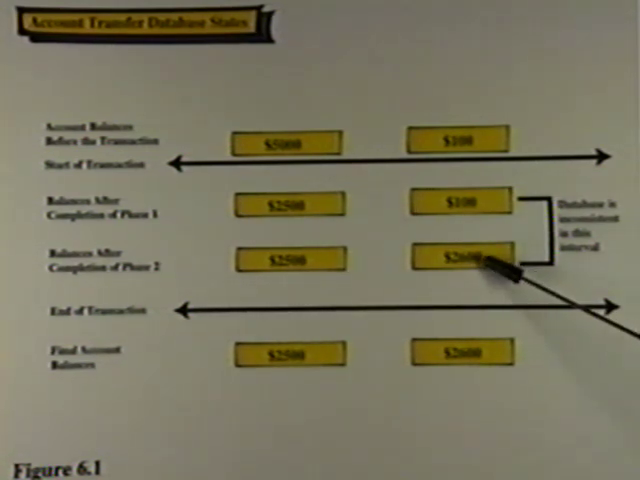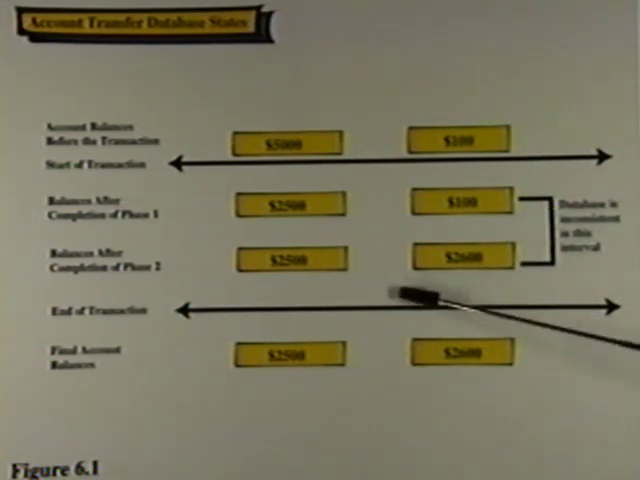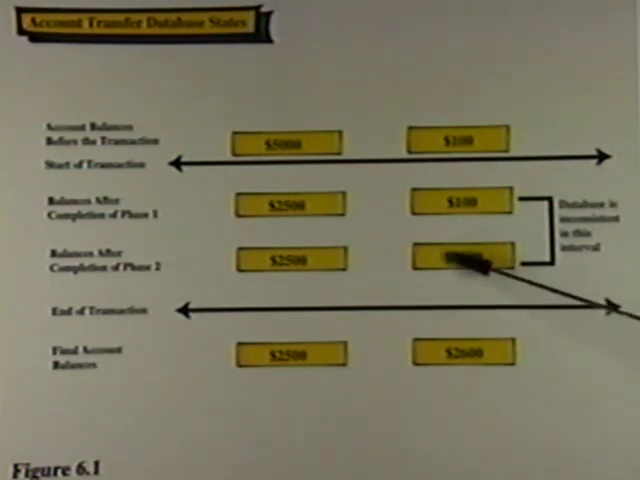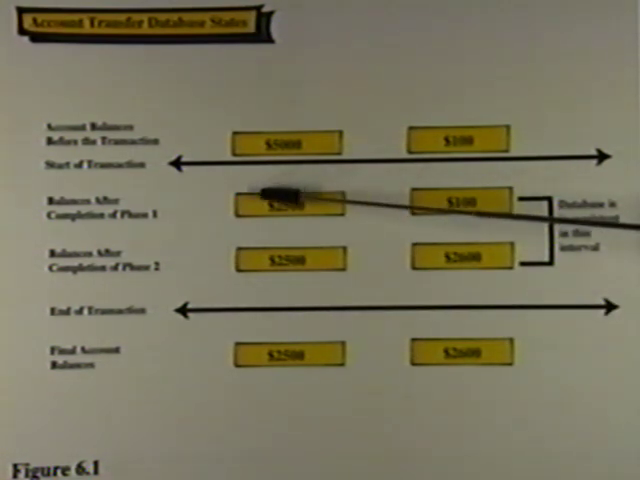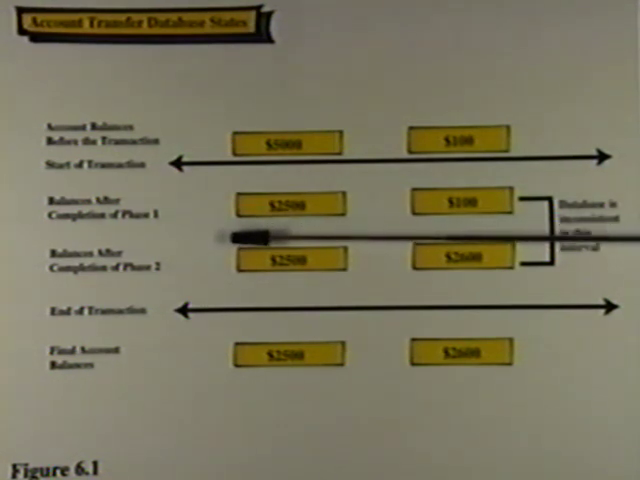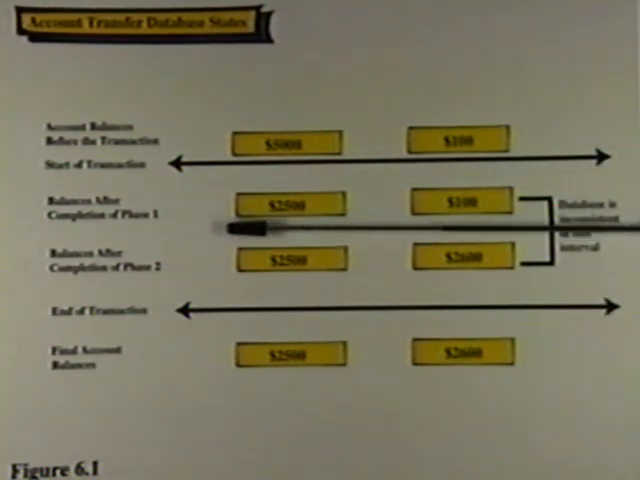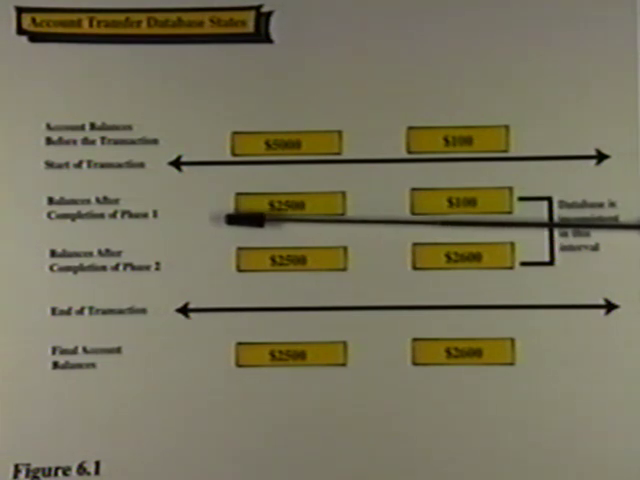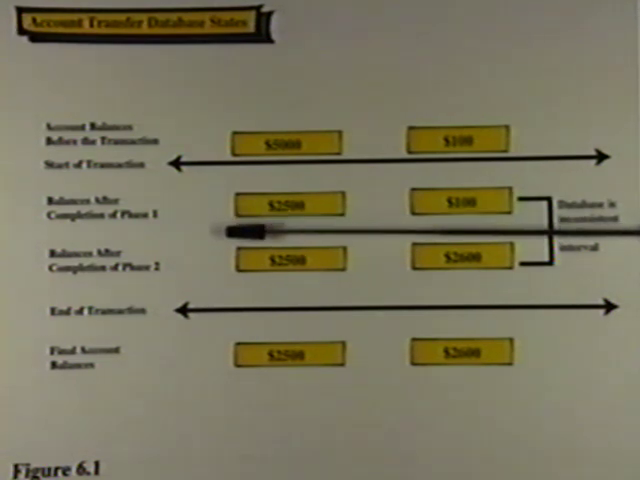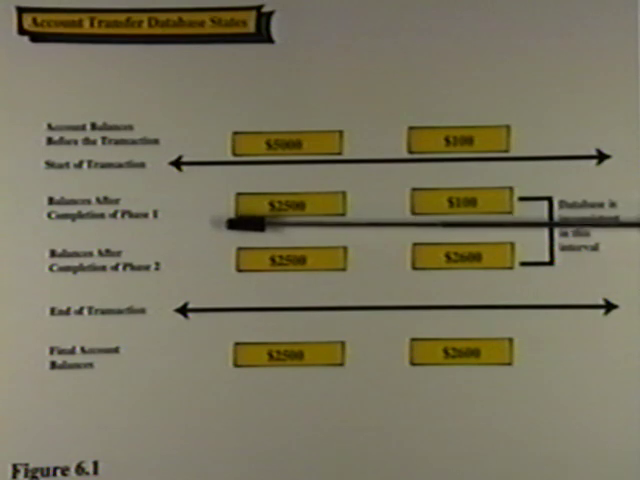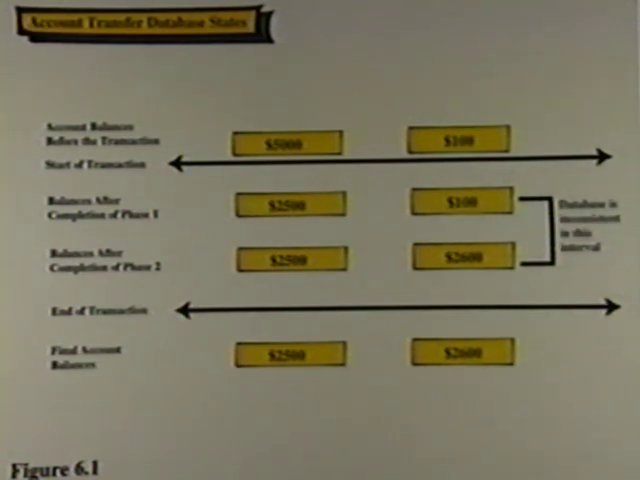Now, phase 2, for this example, actually does nothing with the $2,500 in the savings account, but it goes ahead and adds the $2,500 to the balance of the checking account. So now at this point, both of the account balances are correct and we're back to a consistent state. So again, at the earlier point we have an inconsistent state, and if there was no way to rectify the situation, if we were unable to fix that, then we would have a customer that's out $2,500.